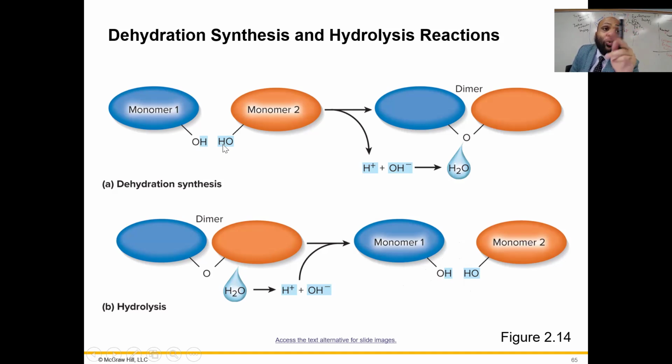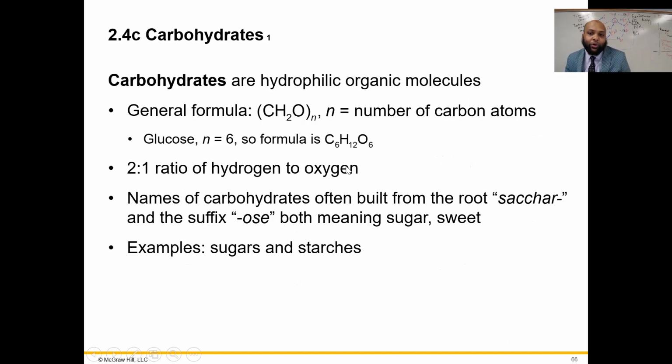So you need to know which process. If I want to split a polymer, I use hydrolysis. I add water. So OH is going to be added here, and H is going to be added here. Then they are separated. And if I want to join them, I remove that water, by taking OH from one and the H from the other, and now I have a dimer. That's the dimer. That's very important.